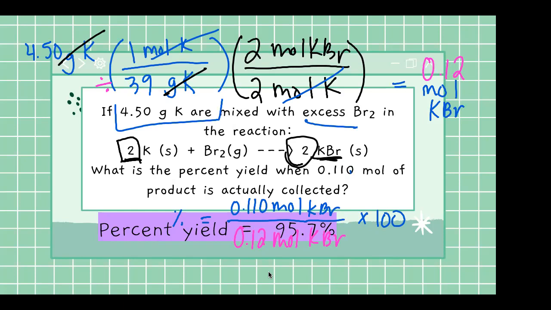0.110 divided by 0.115. Oh, there it is. Okay, yeah, so 3 sig figs. My bad. Okay, any questions? So it is 95.7. I'm sorry, I was tripping. Any questions on that? I'm sorry for the confusion.